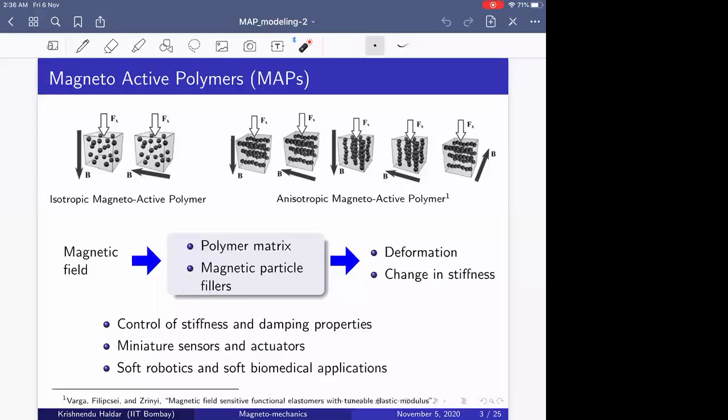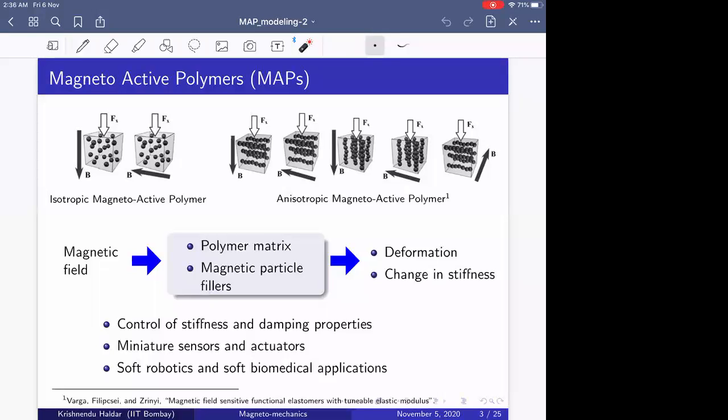So you can use these in devices where you are interested in changing the stiffness or damping properties at some very quick instance of time. It could be used in miniature sensors, actuators, soft robotics, some soft biomedical applications, and so on.